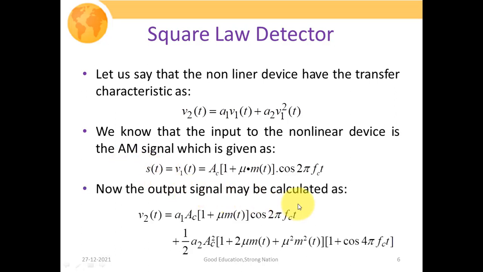So now the output of the signal may be calculated as follows. What we have done here is simply put this value of v1(t) in this particular equation, and what we obtained is v2(t) equal to a1 Ac [1 + mu m(t)] cos(2 pi fc t) plus 1/2 a2 Ac^2 [1 + 2 mu m(t) + mu^2 m^2(t)] multiplied with [1 + cos(4 pi fc t)].